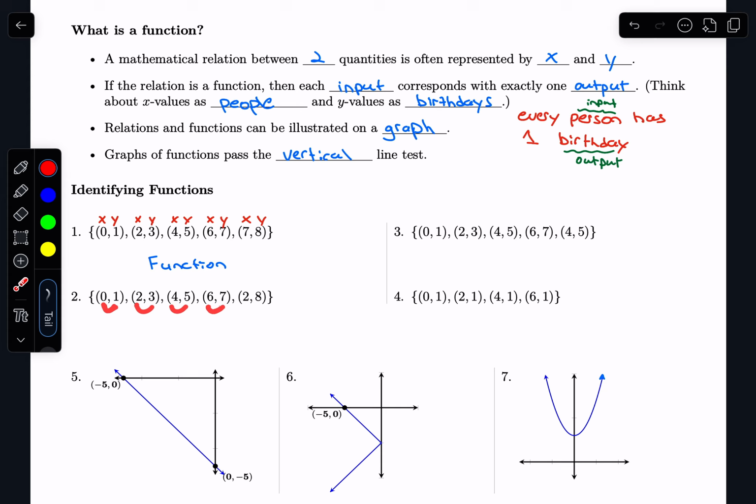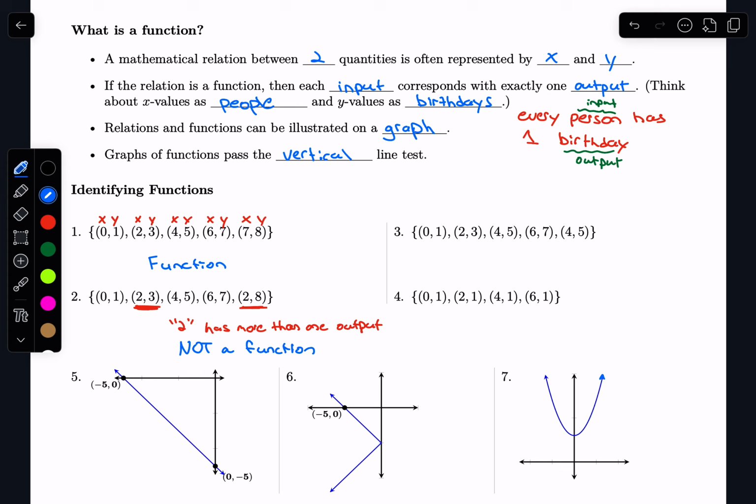But then look what happens. We have that 2's birthday is 8. Well, if we look back, we said here that 2's birthday is 3, and now we're saying that 2's birthday is 8. So 2 has more than one birthday, or more than one output in this case. So since 2 has more than one output, we're going to say that this is not a function. We cannot have one x value or one input going to 2 or more outputs. It has to only have one birthday.